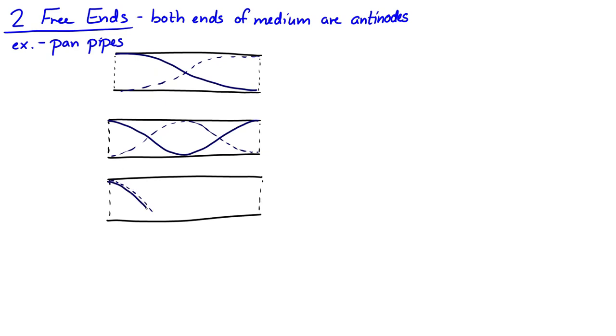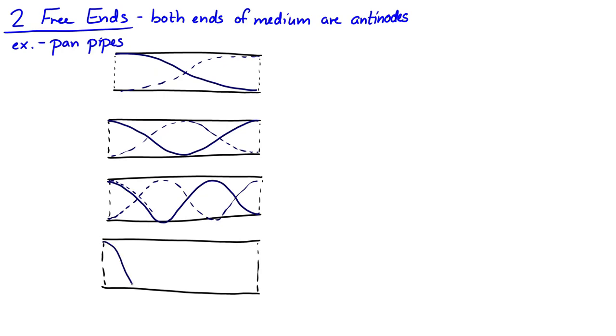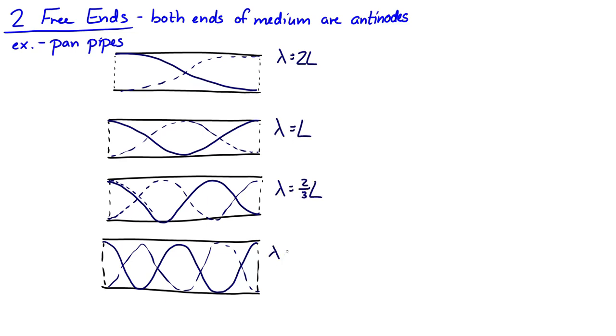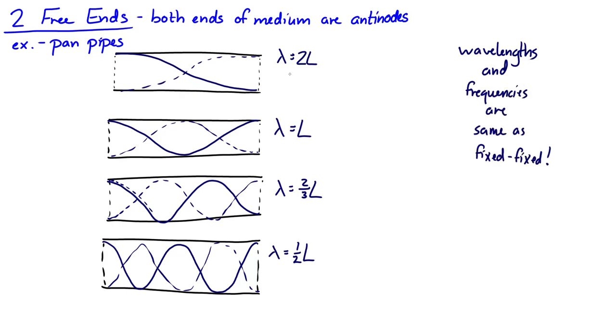And if I write down the wavelengths for these, what you'll notice is that the wavelengths for the two free ends are exactly the same as for the two fixed ends. And the frequencies are the same too. And we name the harmonics the same way.